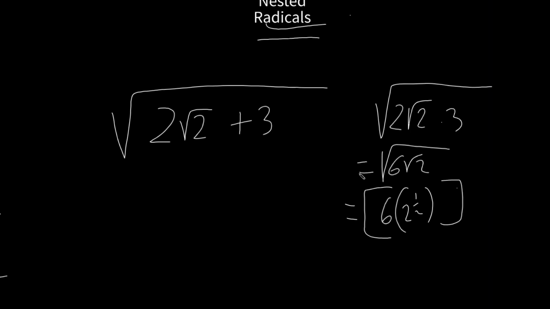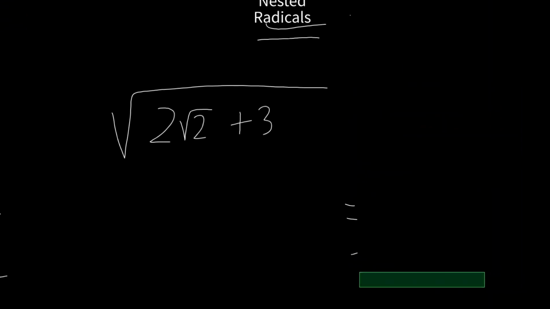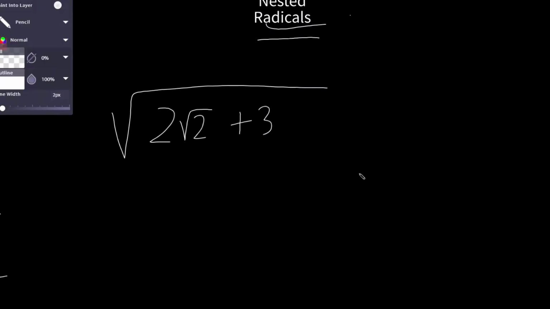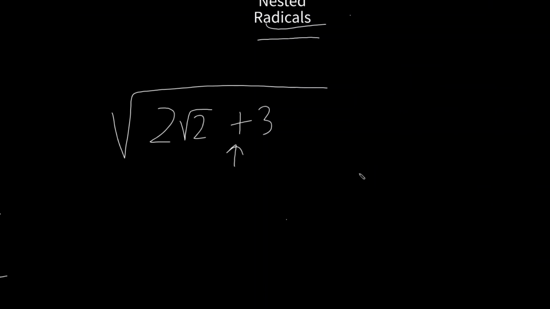Then raise that to the 1/2 power. And now we just multiply here to get 6 to the 1/2 times 2 to the 1/4. And again, if you don't know that, I have a radical properties video. But here, it's not multiplied, it's added. So how would we do this?